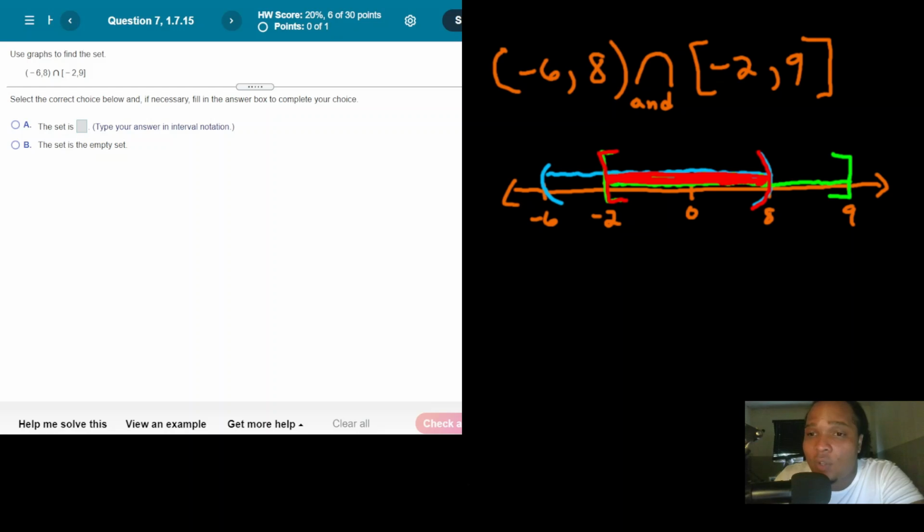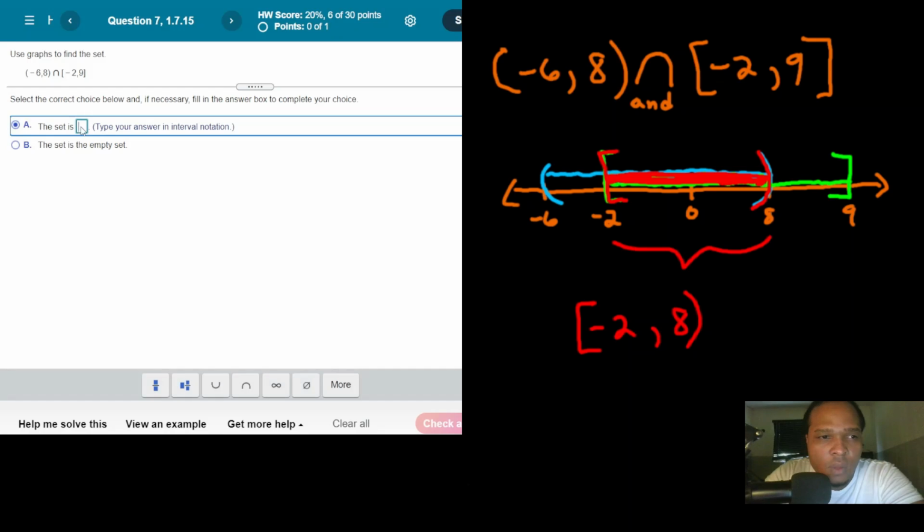That is our interval notation. Between here and here is our solution. We have a bracket, so whatever symbol's there, that's the same symbol you use here. That's a bracket from -2 all the way to +8. This is a parentheses, so put your parentheses and we are done. Let's go ahead and put an open bracket. We have -2 and +8. Close it up.